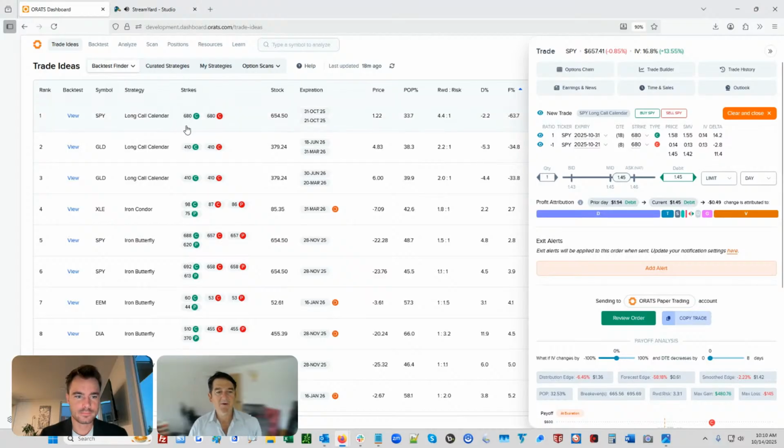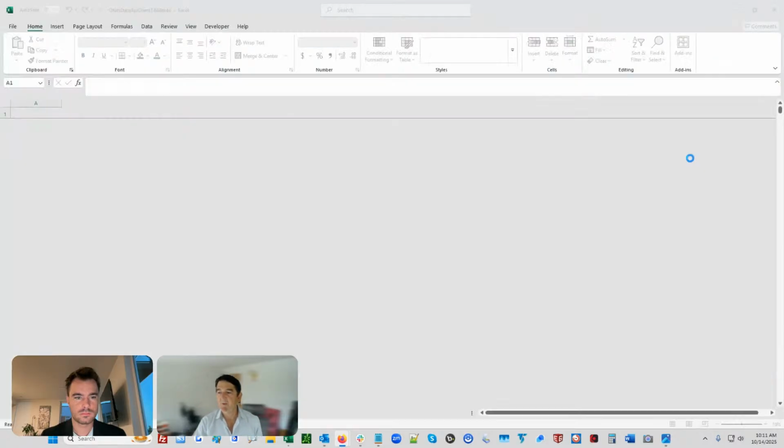So this is a long calendar. We're buying the farther out, it's only a 10-day calendar, and we're selling in October. So that's like a week, a week in 10 days plus a week. So we have this value, it's around $1.44 is the value in the market right now.